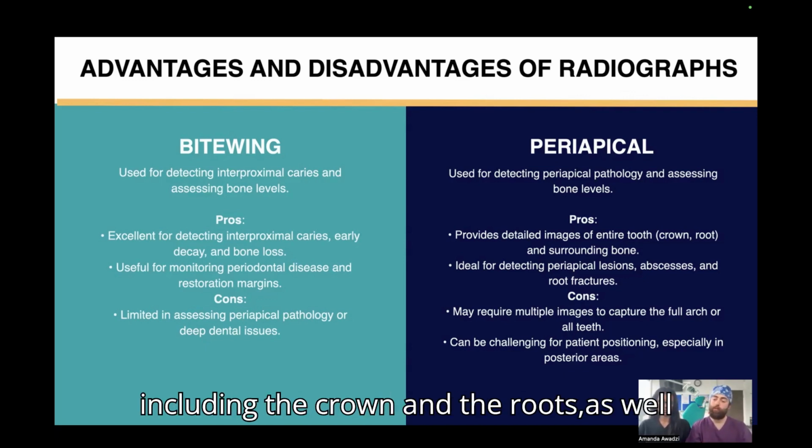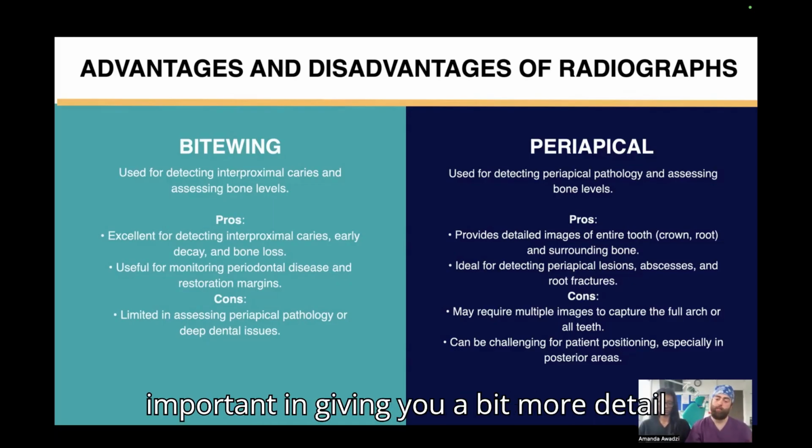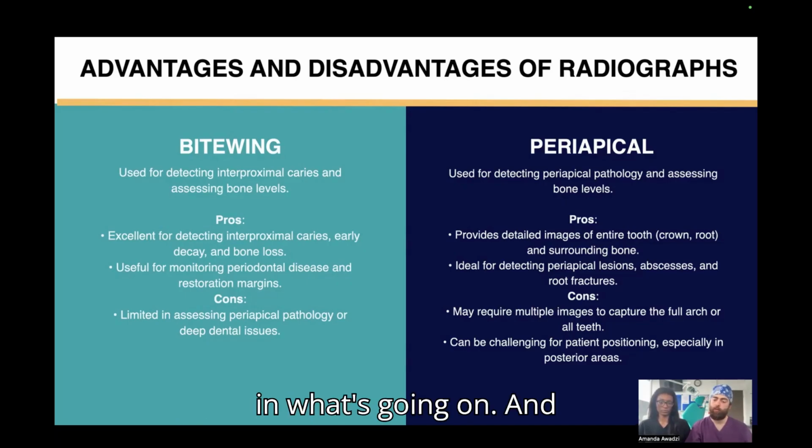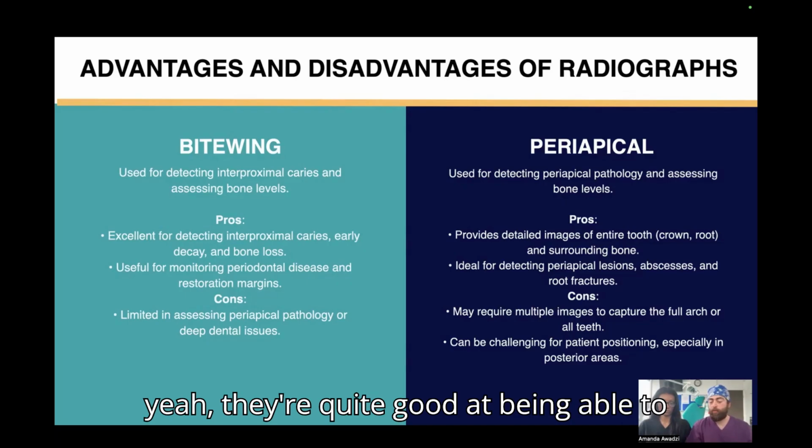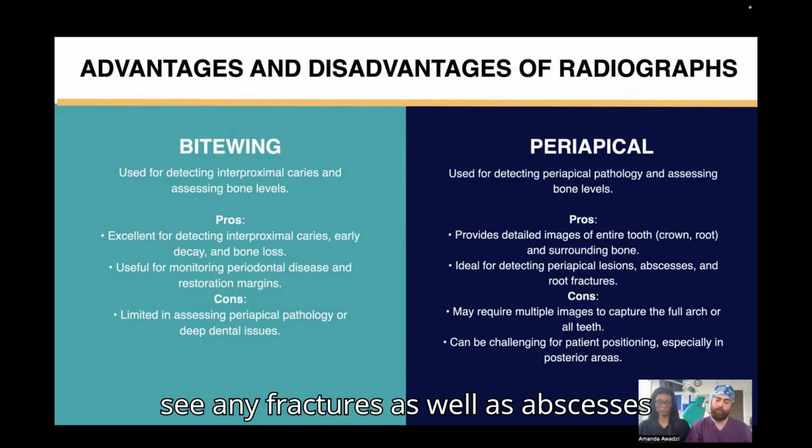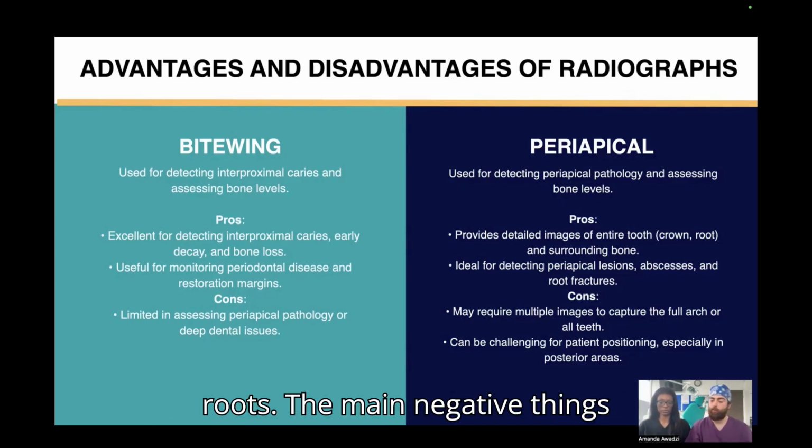So the main advantages of those is it gives you a good detail of the whole tooth you're trying to have a look at, including the crown and the roots, as well as the bone around, which is quite important in giving you a bit more detail in what's going on. And yeah, they're quite good at being able to see any fractures as well as abscesses and the lesions you would see around the roots.